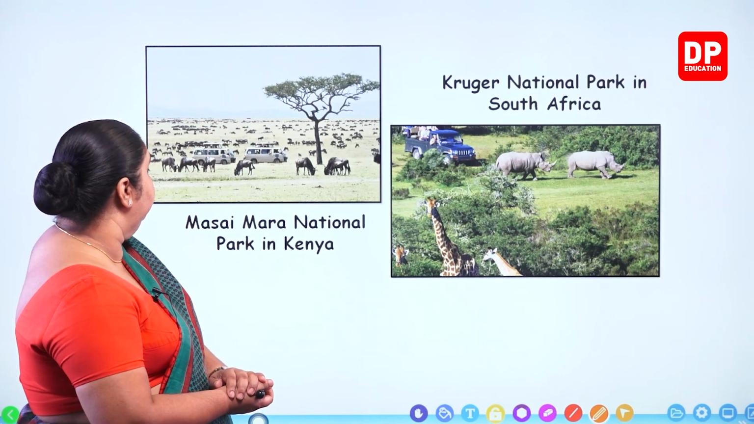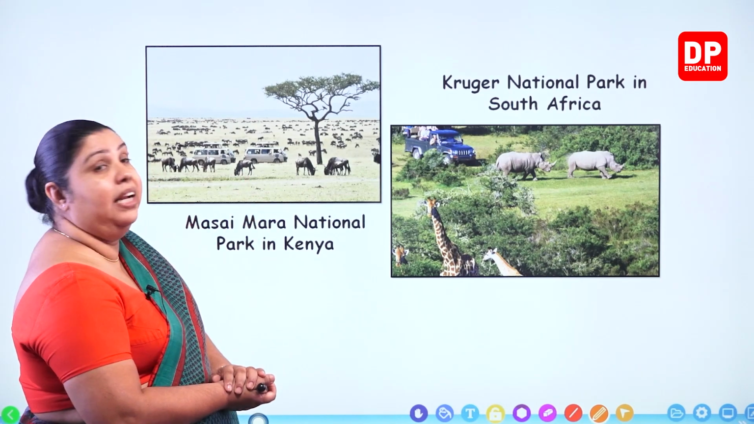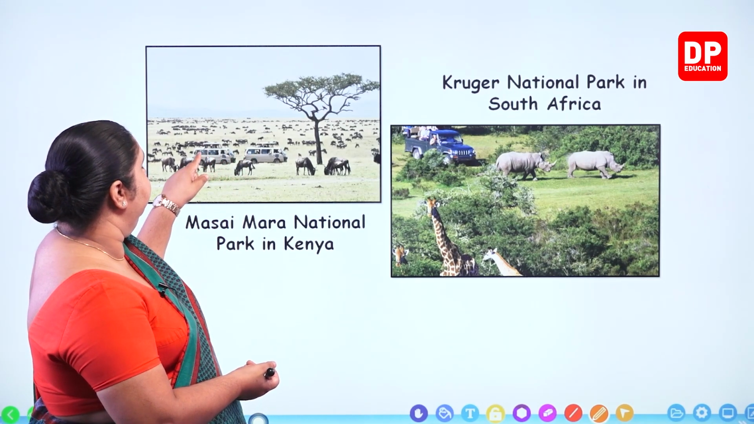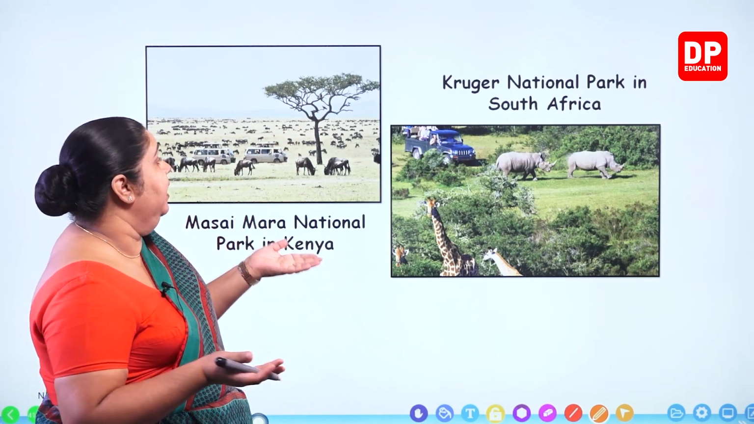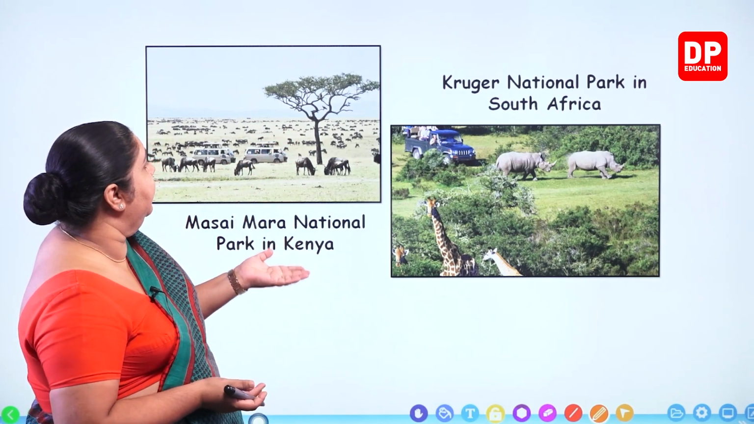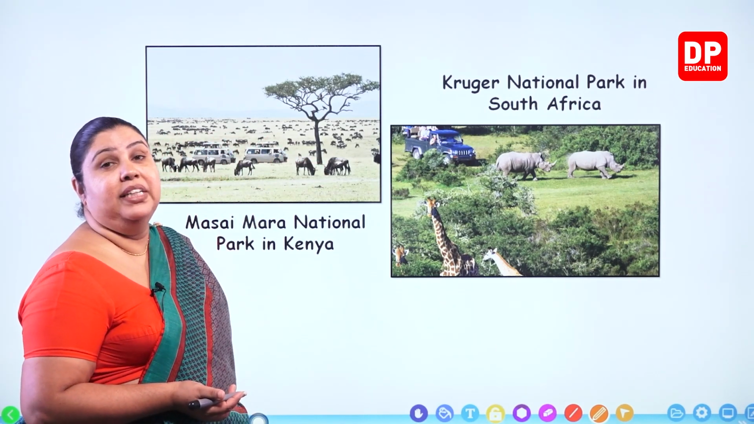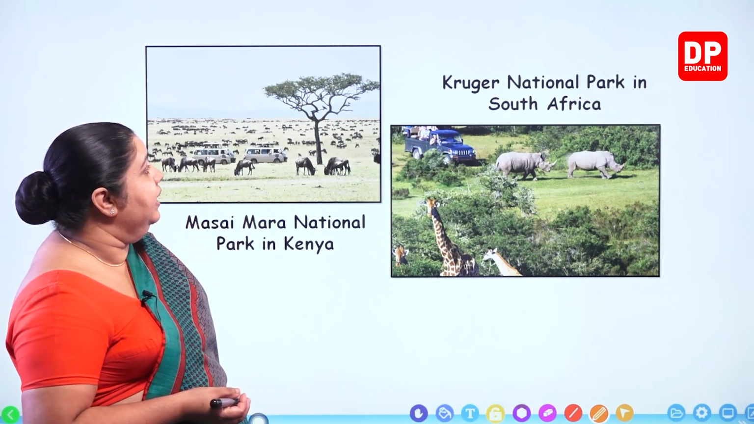Masai Mara National Park in Kenya. Now can you see the tourists over here? So you can go like the way we go on safari in our country. We also go on safaris now. So you can go and have a look at this park, watch different animals. It is like this.